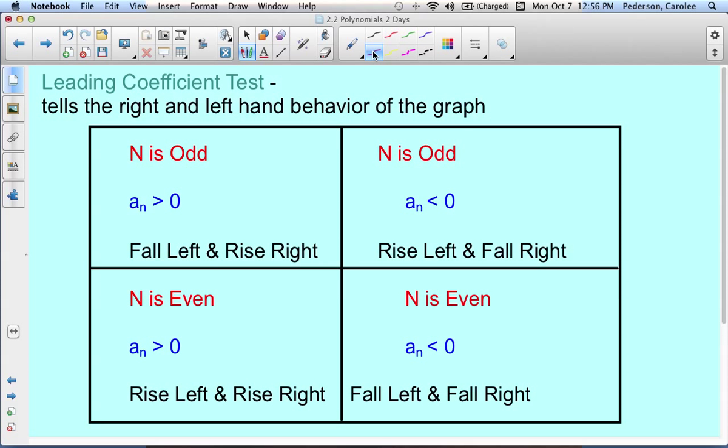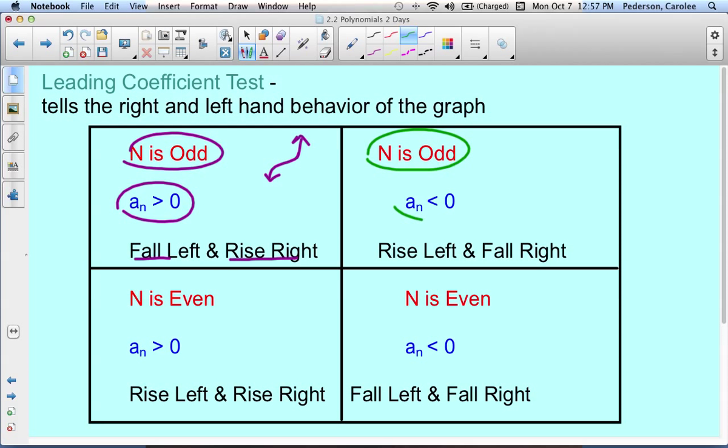When our degree is odd and our leading coefficient is greater than 0, it's going to fall left and rise right. It's going to look something like this. It might be like a snake. The second box, my degree is odd again, but now my leading coefficient is negative. It's going to rise on the left and fall on the right. So it's going to be a snake again, but notice the difference between the purple one to the green one.